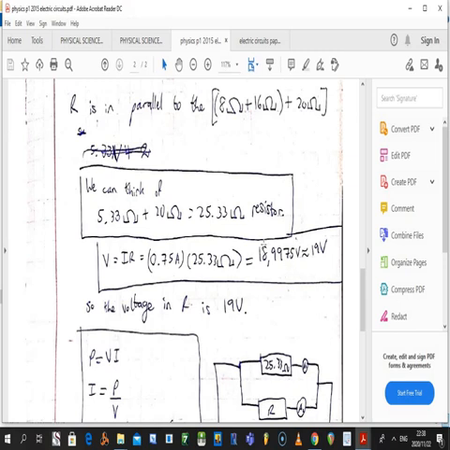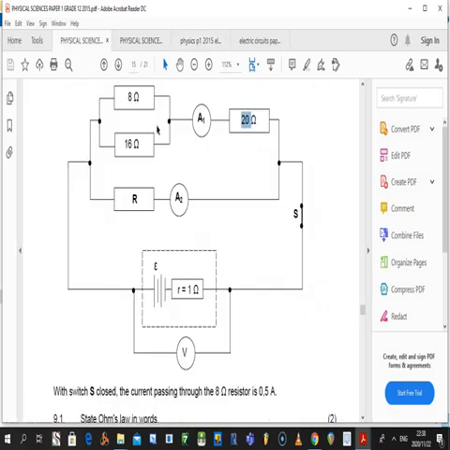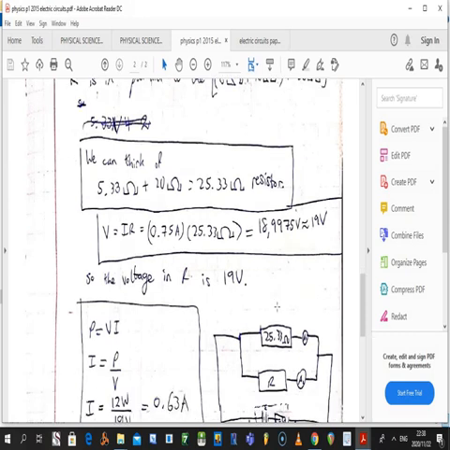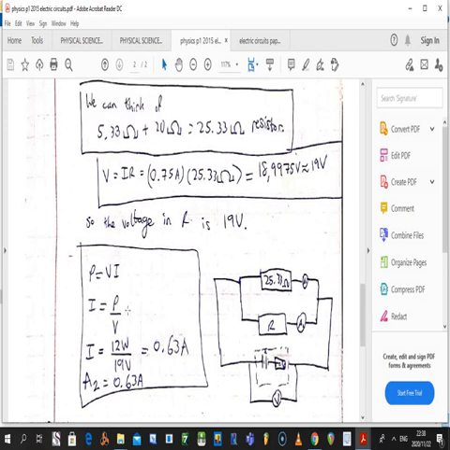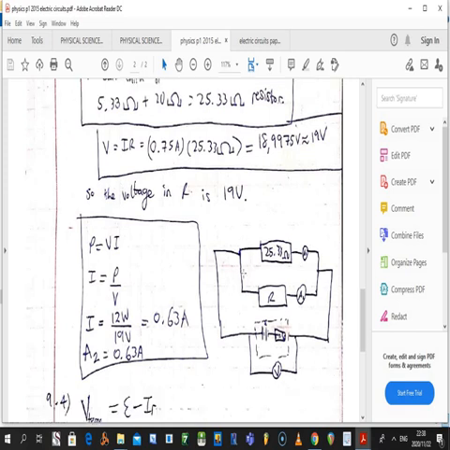out the voltage of this top part here. And now we've got that voltage, and that voltage would be the same as in R because they're in parallel. And now we can work out the current, and that's how we've got A2. P equals V times I, and we've got P, we've got V. Now we can work out the current. I hope that helps you.